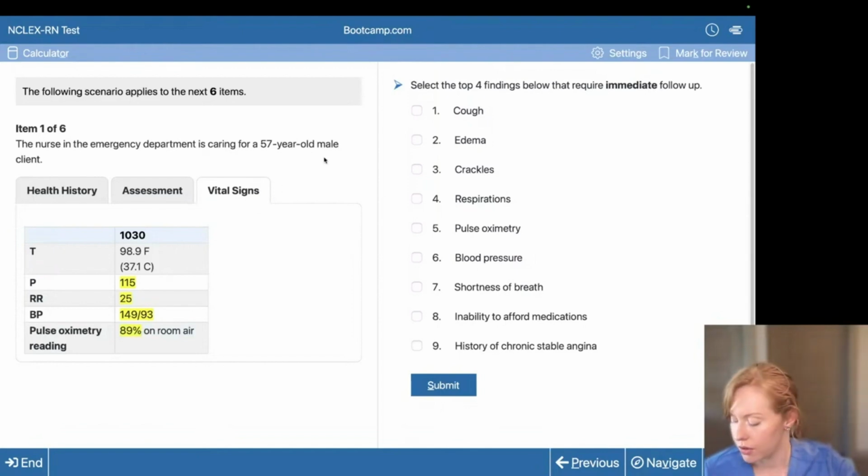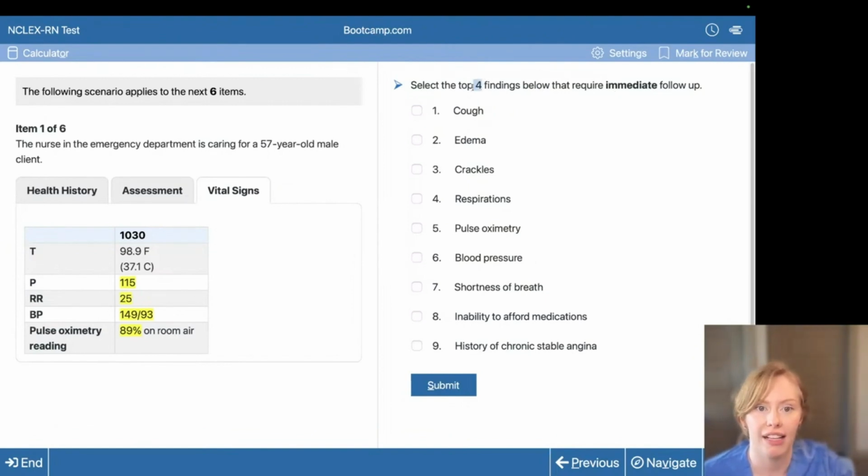So I agree with those of you who are calling out crackles and shortness of breath as big priority problems here, and those are definitely issues of breathing. So here we're being asked to select the top 4 findings that require immediate follow-up. And so this is stuff that I need to address right now. This is not something that can wait. And so we're going to go through and decide whether some of these do or do not definitely fall into our top 4, but a little NCLEX tip for you.